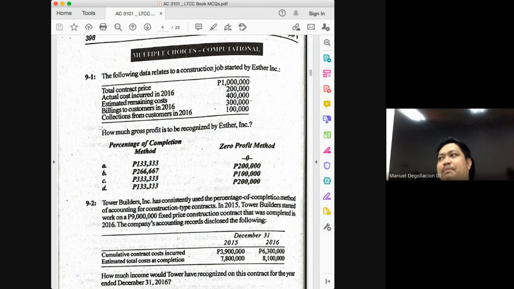So again, in solving for your realized gross profit, you need two things, percentage of completion and expected gross profit. In solving for your expected gross profit, you also need two things. What are these two things? Or normally, how do we solve for gross profit? Sales minus cost of goods sold. Here, the contract price minus the construction cost. So again, normally we would expect the contract price to be given. The only thing that you will have to compute would be the cost at completion.